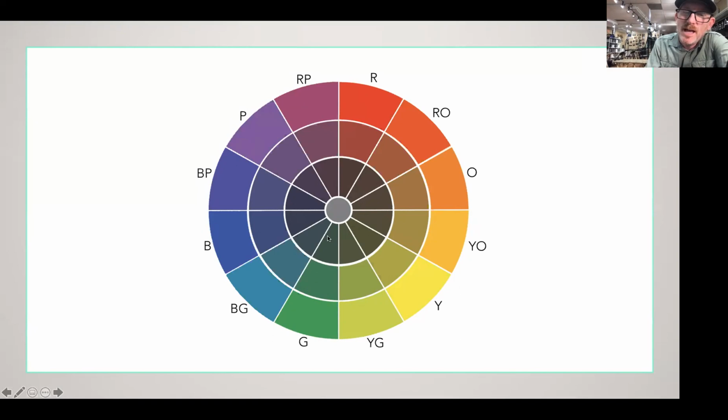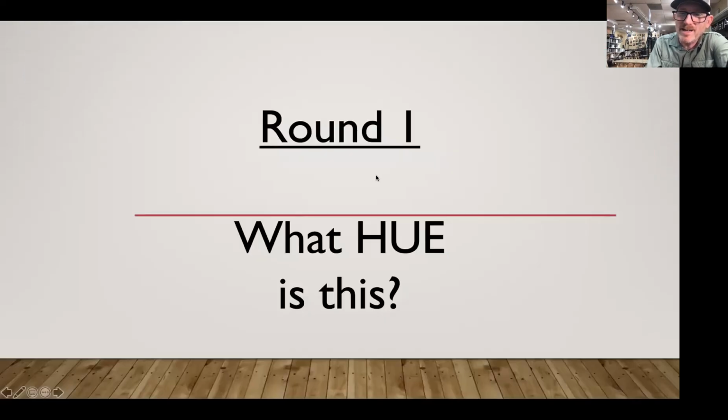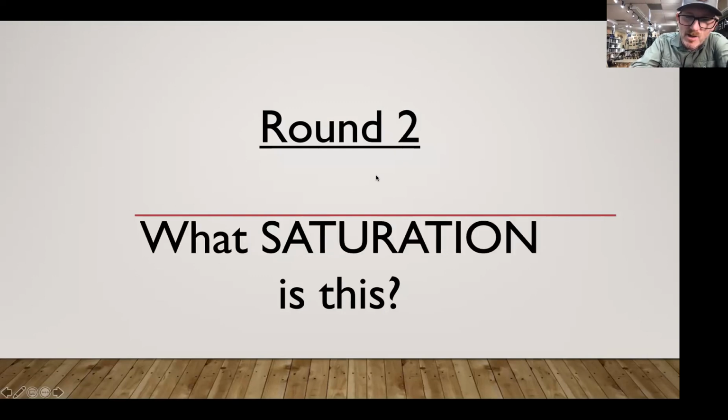Subdued and neutral. All right. So IMSN: intense, medium, subdued, neutral. Ready? All right. So what saturation? I don't care about the hue. Just the saturation. You're going to say intense, medium, subdued, or neutral. Go. Medium.